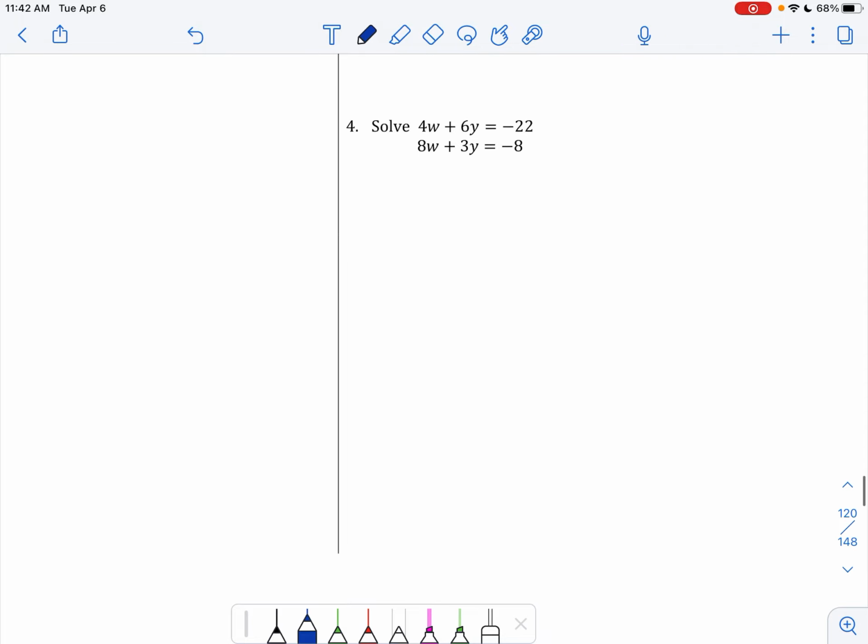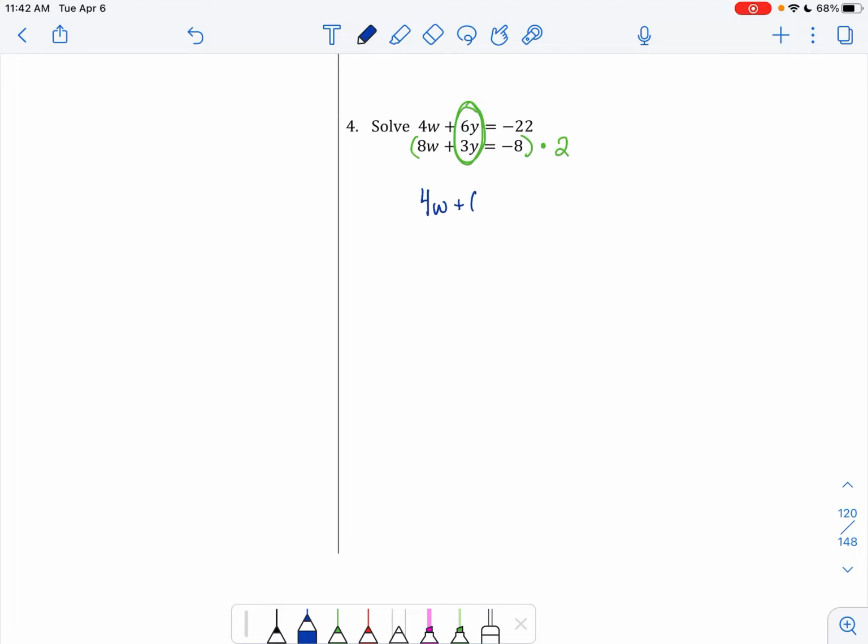On our last example, we have 4w plus 6y is equal to negative 22, and 8w plus 3y is equal to negative 8. And here, neither of our variables are ready to be canceled out. But what we can notice is we can say, oh, well, this is 6y and this is 3y. And so we can decide to multiply everything by 2. Because what that's going to mean is that these are then going to be equal. If you wanted to cancel out w, you would have multiplied the first one by 2. Both of those would work as strategies.